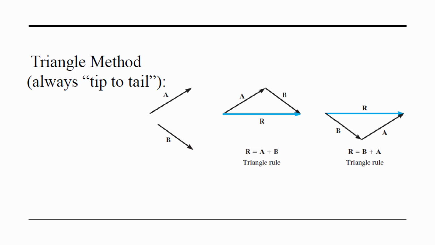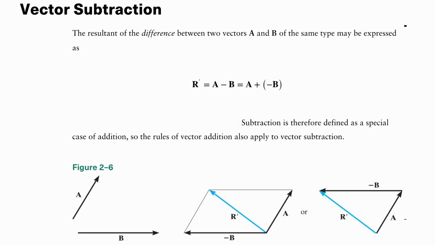We also have the triangle method. Again, we put both of them together, vector A and vector B. And the rule here is that we are always adding tip to tail. So this is the triangle rule in order to obtain the resultant force.